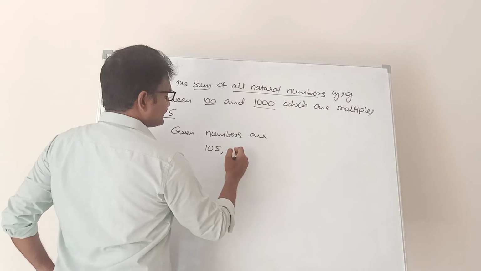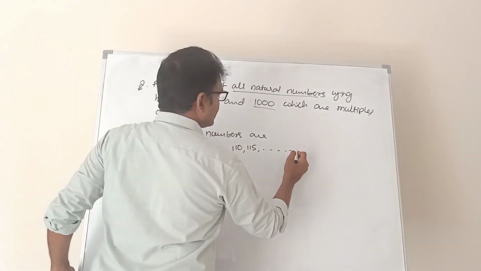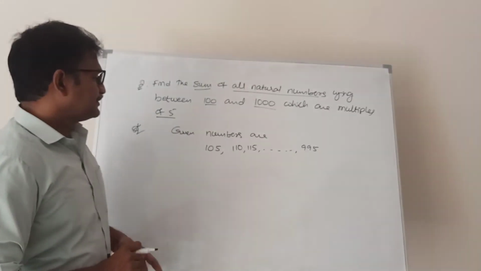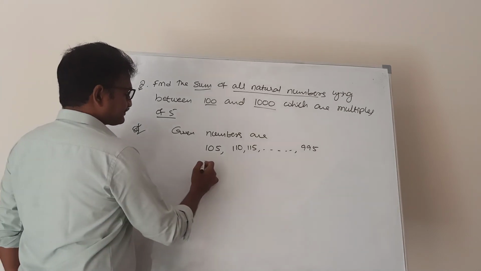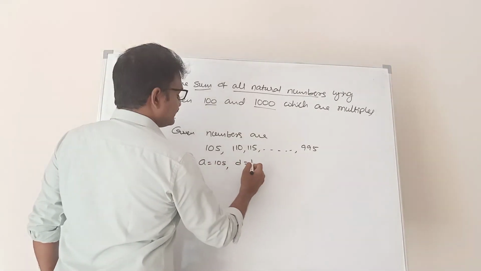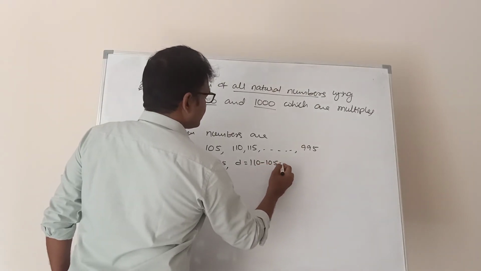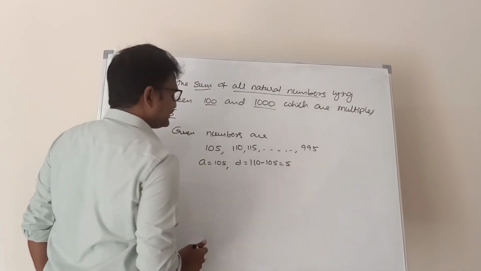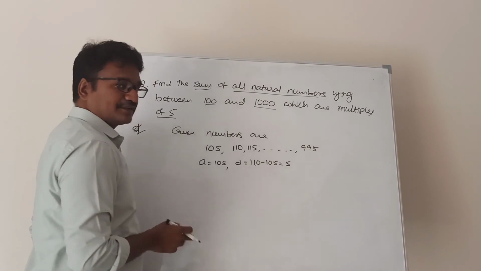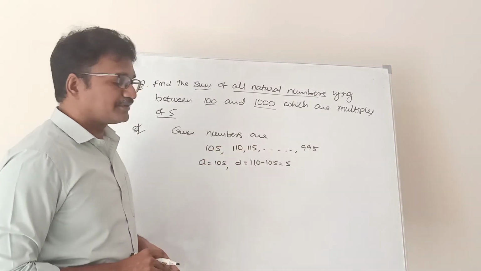The next multiple of 5 is 110. The next one is 115, and so on. The last number is 995. So what is the first term? A value is 105. D is the common difference, second term minus first term, so d is equal to 5. So 1, 2, 3, how many numbers are there? We don't know. That's why first of all we should know how many numbers are there between 105 and 995.